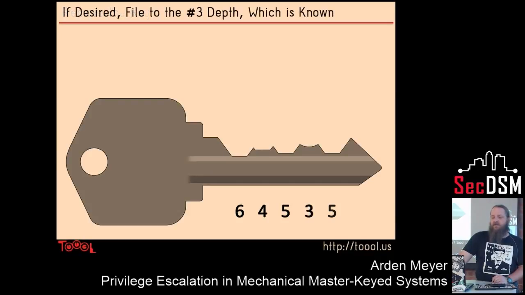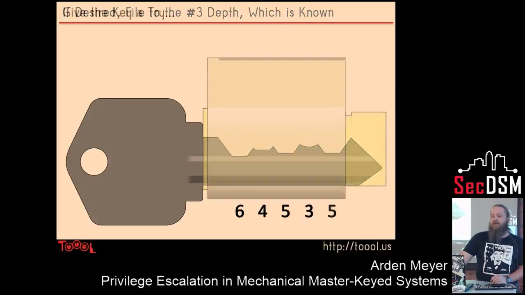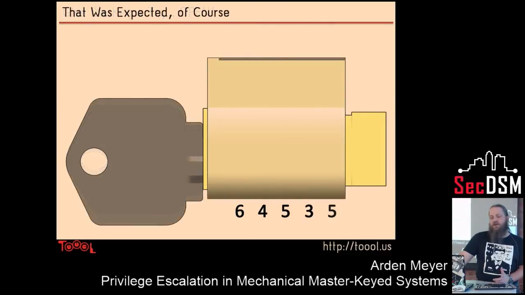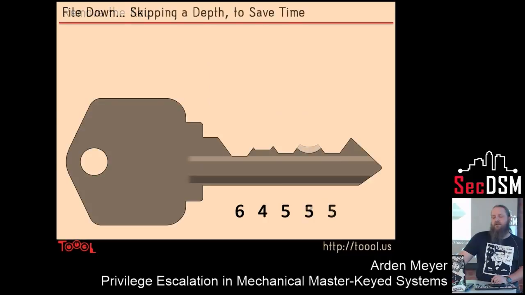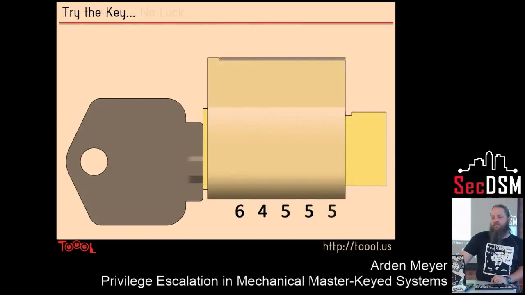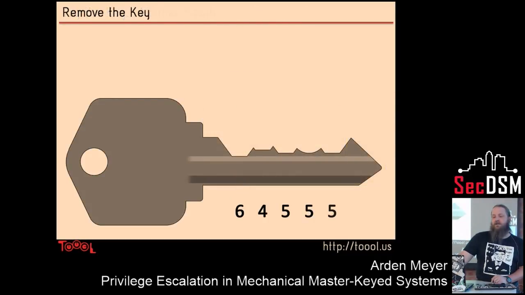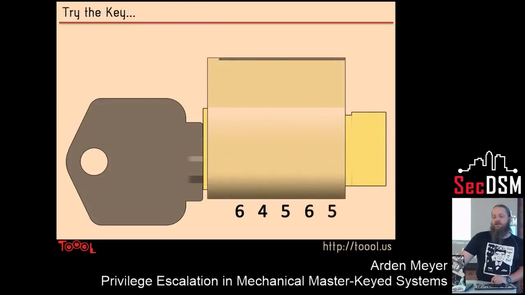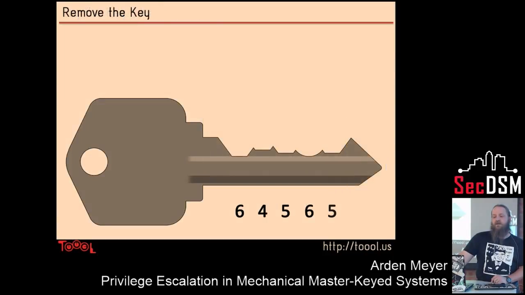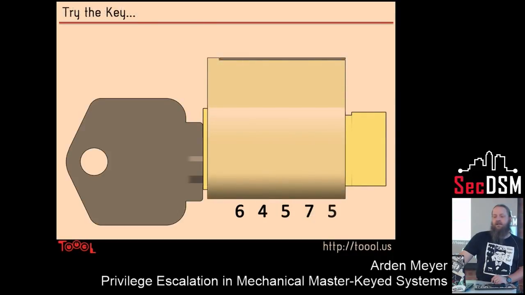We can go straight to 5. If we want to, we can screw around with number 3, but that better work. That's what our known key was. Of course it works. So then we jump to 5, try the key, it doesn't work. Go down to 6, try the key, doesn't work. Go down to 7, try the key, doesn't work. So what's going on?